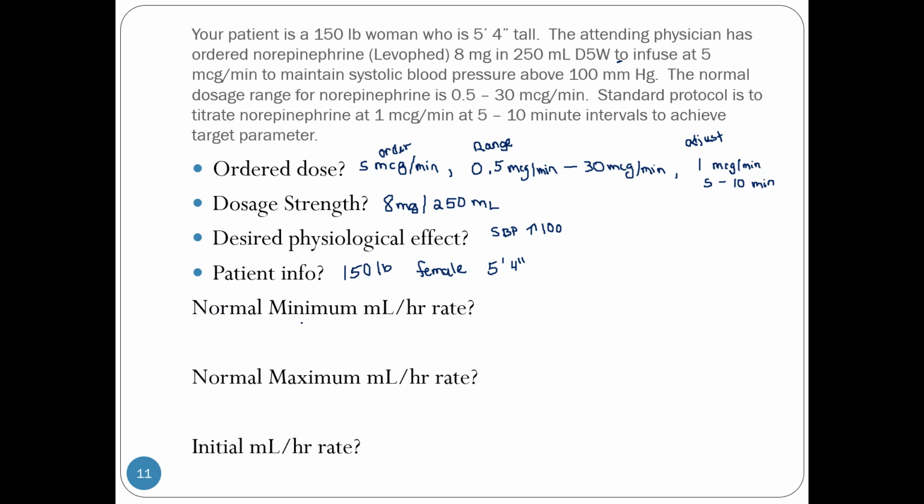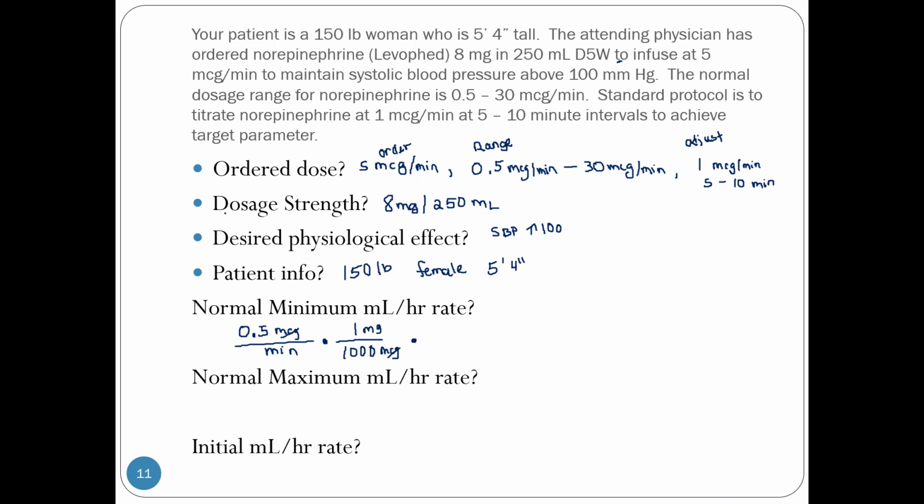Normal minimum is my first math question. And so I go to my range and I pick the minimum, 0.5 mcg per minute. So I don't have kilograms as part of that label, so I don't need kilograms as part of my dimensional analysis. It does not matter if you work with micrograms or with minutes first. I'm going to work with micrograms. I know that there are 1,000 micrograms to a milligram. And I did that conversion because when I wrote down the strength, it was in milligrams.